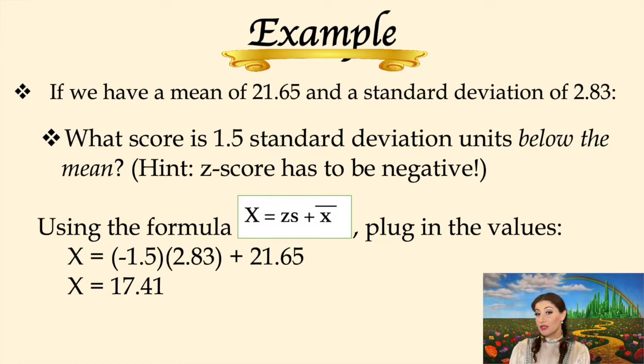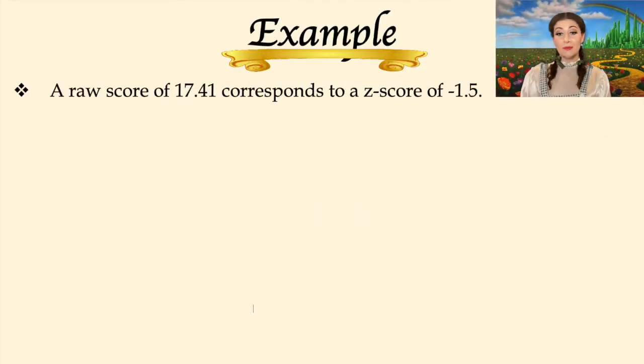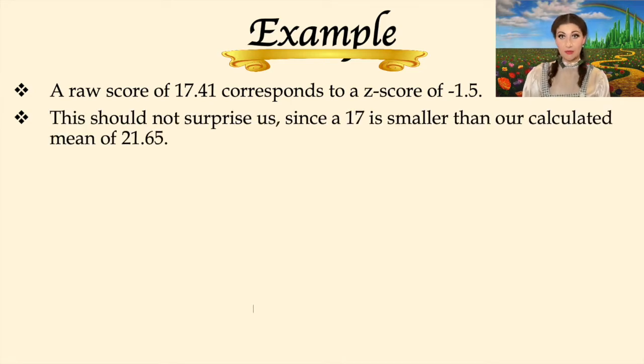So to answer the question, what score is 1.5 standard deviation units below the mean? The answer is 17.41. Remember, our mean was 21.65. 17.41 is certainly lower than 21.65, so it looks like we're on the right track. So let's take a look at how that data point would fall on a normal curve.